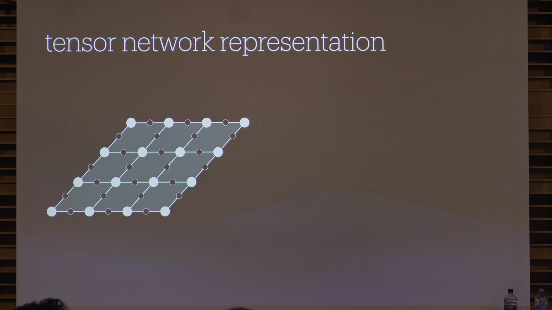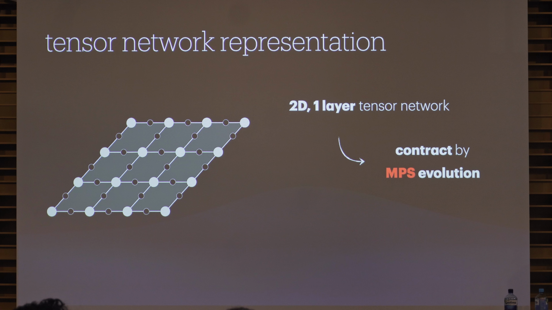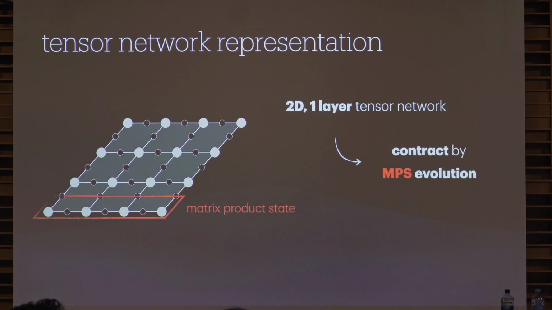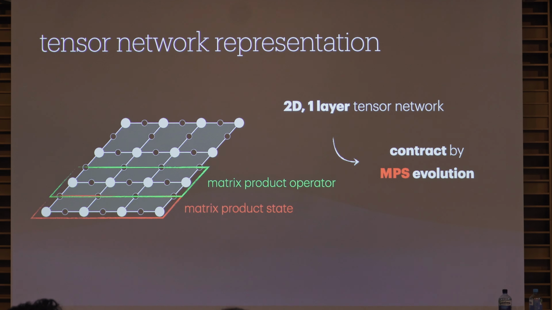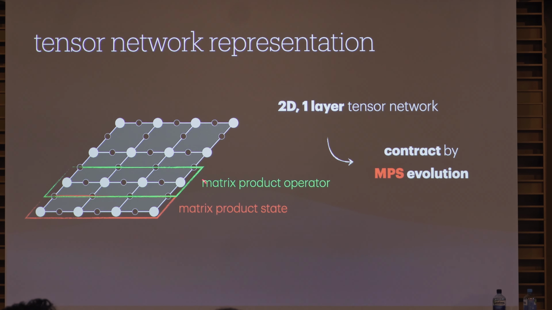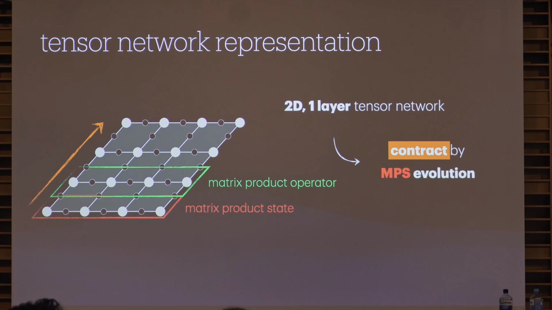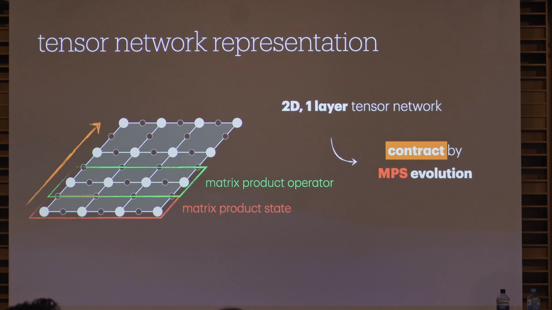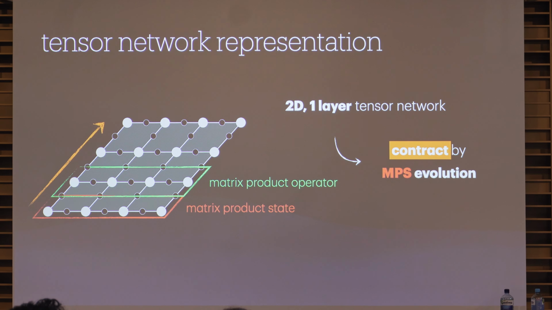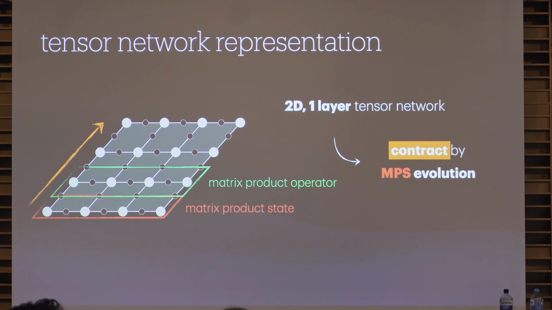We take this two-dimensional one-layer tensor network, and we contract this by MPS evolution. So what's MPS evolution? Essentially, we start at the bottom of our tensor network, we construct a matrix product state, and then we construct a matrix product operator, and we contract these two. And we do that many times until at some point we contracted the whole tensor network, which will give us some number, which we want to calculate.